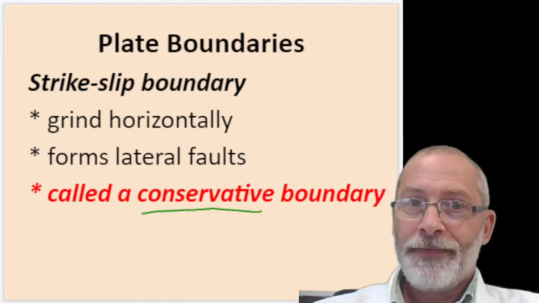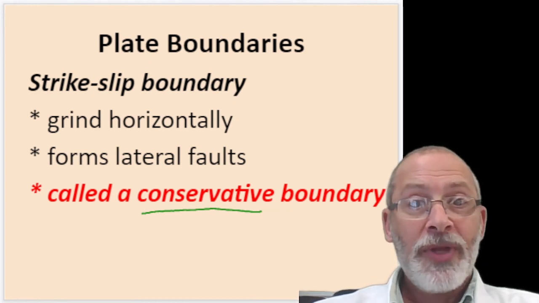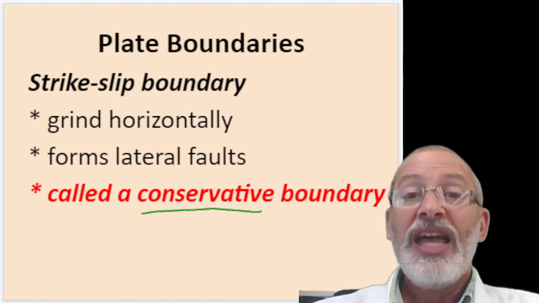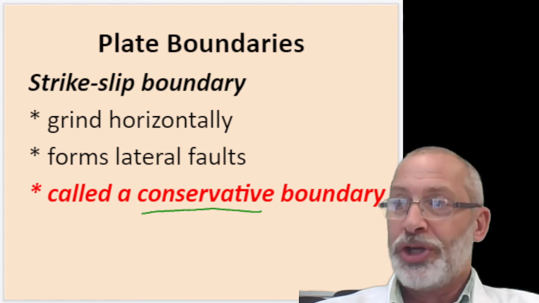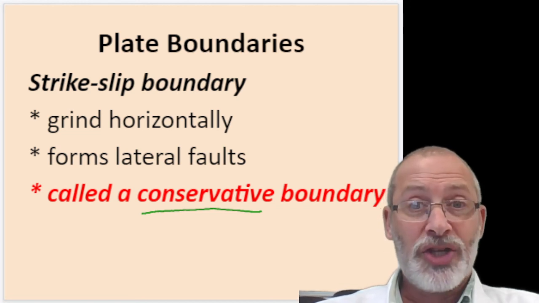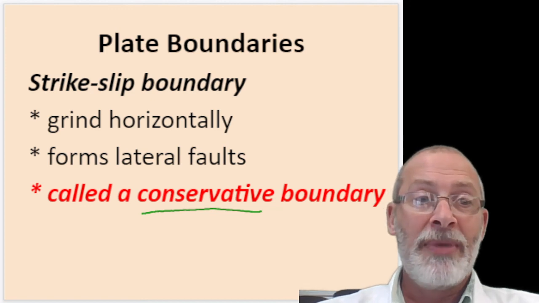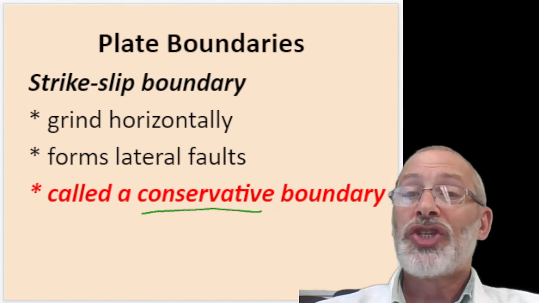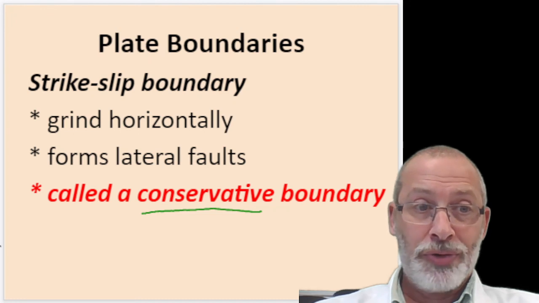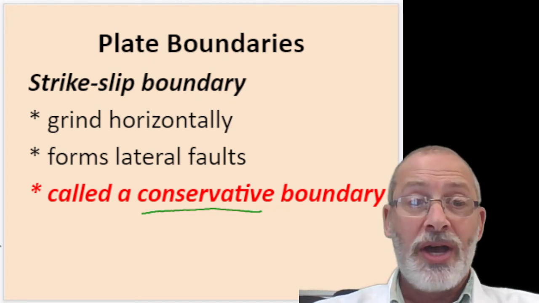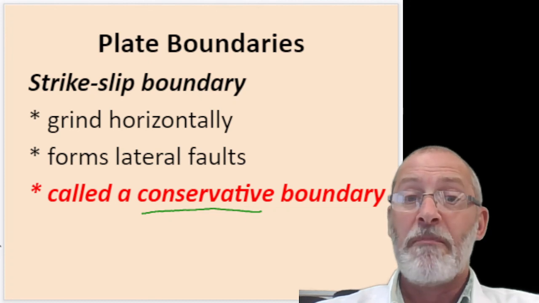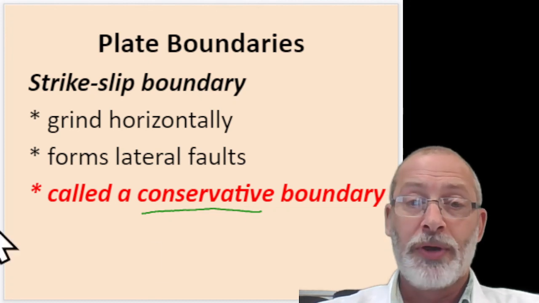So in your notes, circle strike slip, circle conservative, and draw a line between the two. Okay? When you study your notes, know that a strike slip boundary is the same as a conservative boundary. Now, I want to show you videos of these different types of boundaries during our class period.